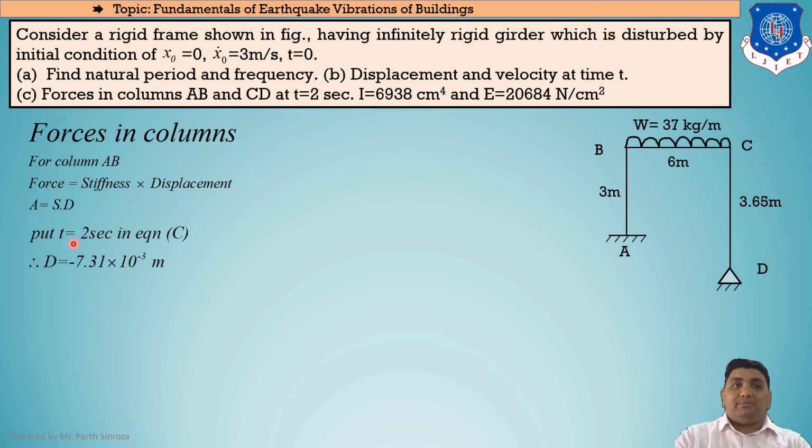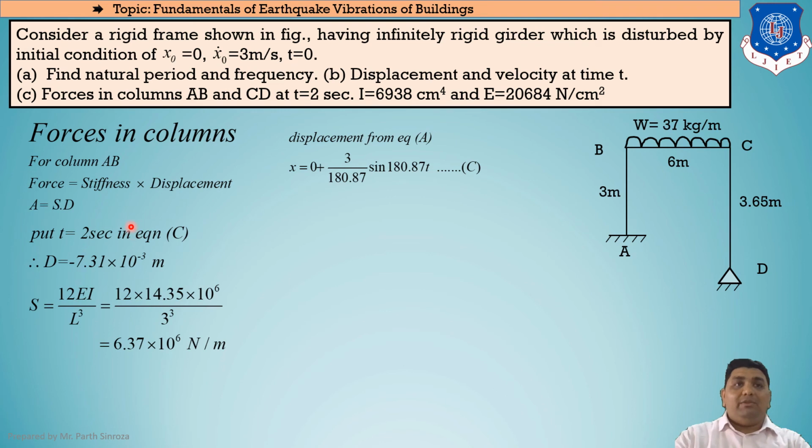For displacement, in the equation for x that we found in answer B in terms of t, we will now substitute t equal to 2 seconds. We get displacement equal to minus 7.31 into 10 raised to minus 3 meters. Clear? This was the equation that we saw earlier, and we get this displacement value after substituting t equal to 2 seconds.